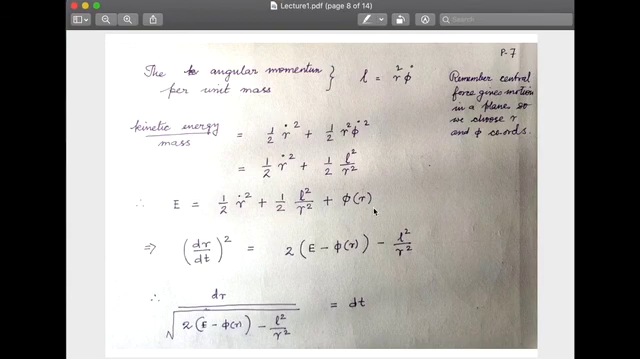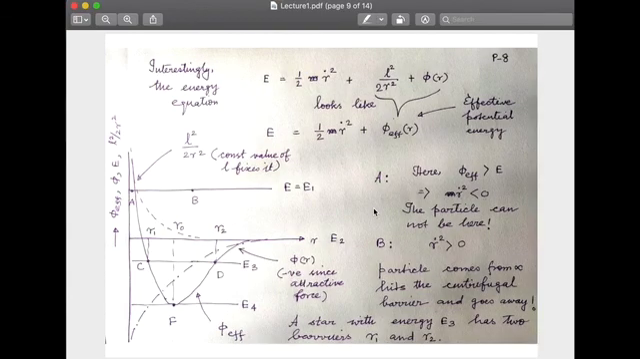Anyway, so let us plot several things. First start with L square by 2r square. So L square by 2r square as a function of r is just a 1 by r square plot, scaled by the value of L square. That's this dashed line over here. It starts with infinity at r equals 0 and then goes to 0 at r very large.